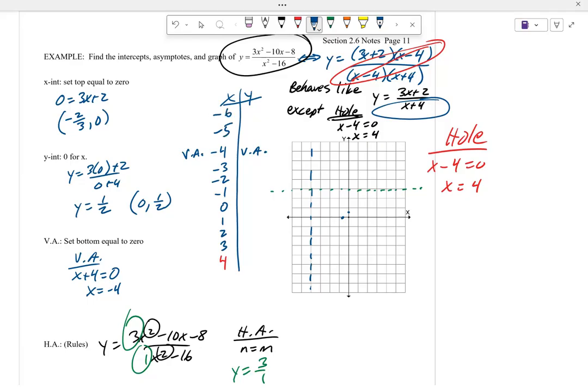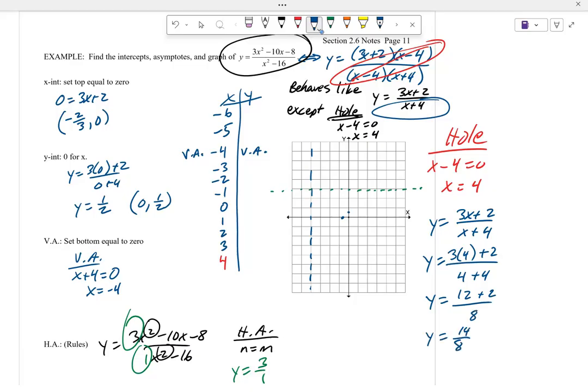Of course, we already have the intercepts also, but let's find where the hole is. Well, this is my simplified form, 3x plus 2 over x plus 4. Let's throw the 4 value in, because this graph looks exactly the same, except the simplified form has no hole, so it'll tell me where the hole is. So I got 14 over 8, which is 7/4, so 1 and 3/4. So 4, 7/4. I got a hole right there.